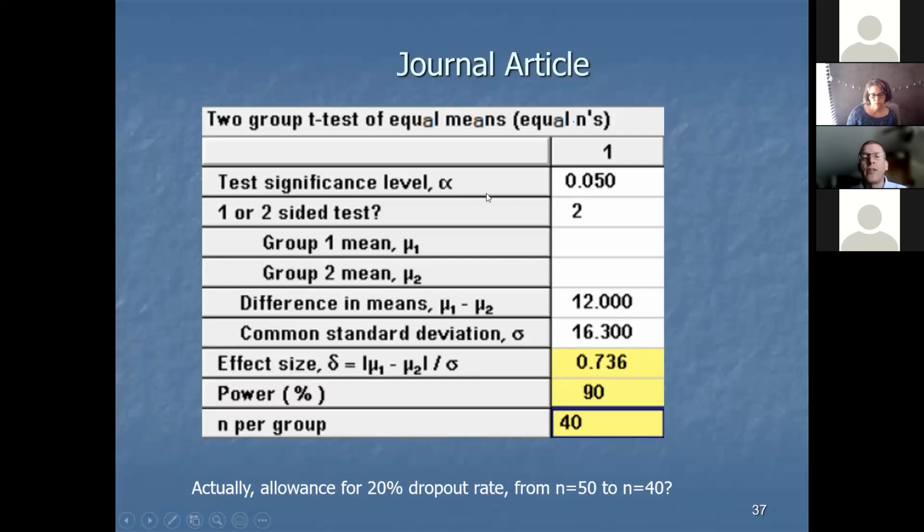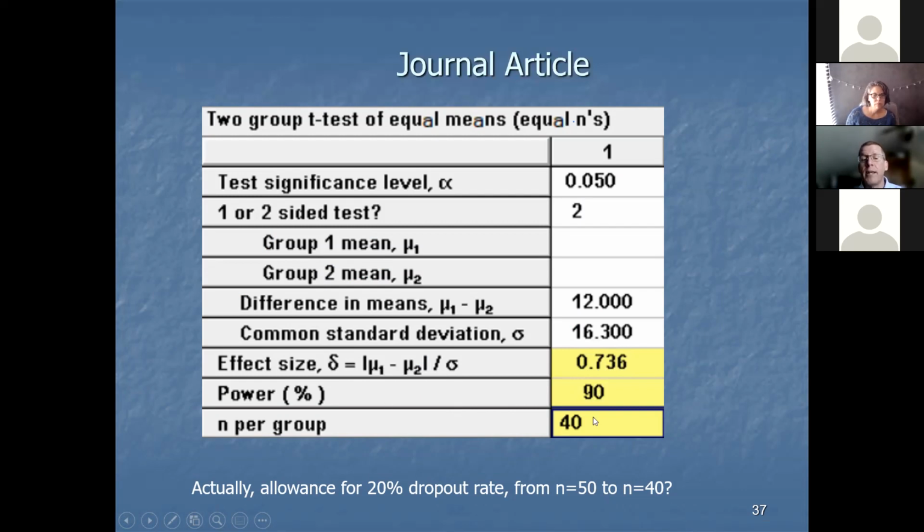But in this particular example, what I've done is just try to replicate what they reported in that JAMA article: the two-sided 0.05 significance level, my MCID of 12 percentage points with a standard deviation of 16.3. It will calculate that standardized effect size for me. You can see that's about three-quarters of a standard deviation, so the standardized effect size is 0.736.